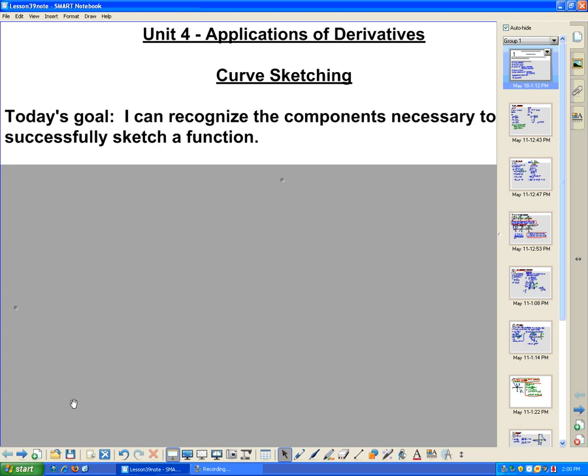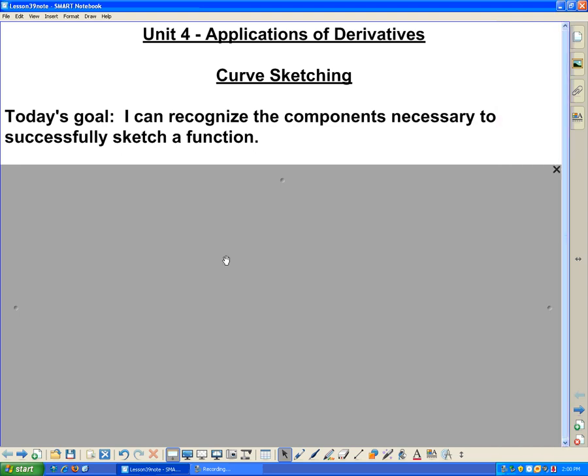So in Unit 3, we did all the background work. We've learned all the base skills. We are now not going to learn anything new about derivatives. We're just going to look at how to use them. That's basically what we're doing this entire unit: applications.